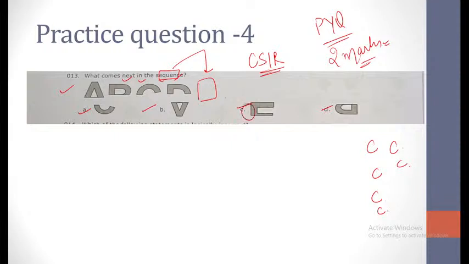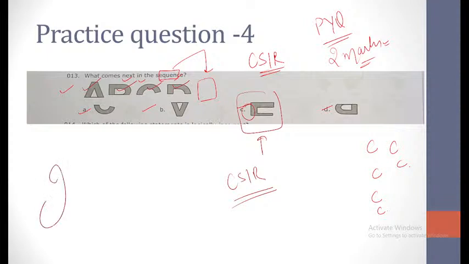So you can see how simple this question is. If you observe it carefully, this is A, B, C, D, and then the next one would be option E. So you can see in CSIR such silly questions are also asked, and the correct answer would give you 2 marks, and 2 marks in terms of CSIR is a very, very big number.